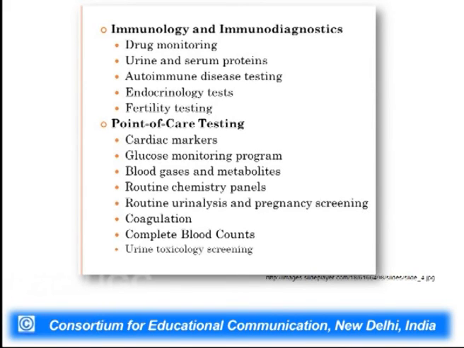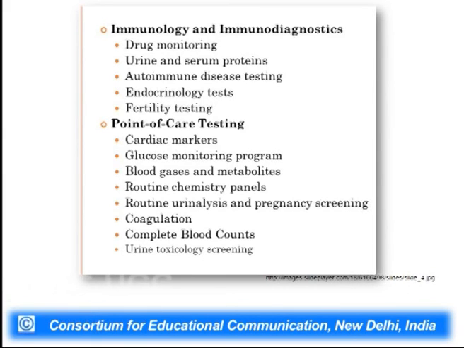Now to summarize, these blood tests majorly involve various immunology and immunodiagnostic tests also. Drug monitoring is done, then urine and serum proteins are checked, then in the case of autoimmune diseases, testings are done, endocrinology testings are done with the help of the blood test, and fertility testings are also done with the help of blood testing. So all these things give us an idea.